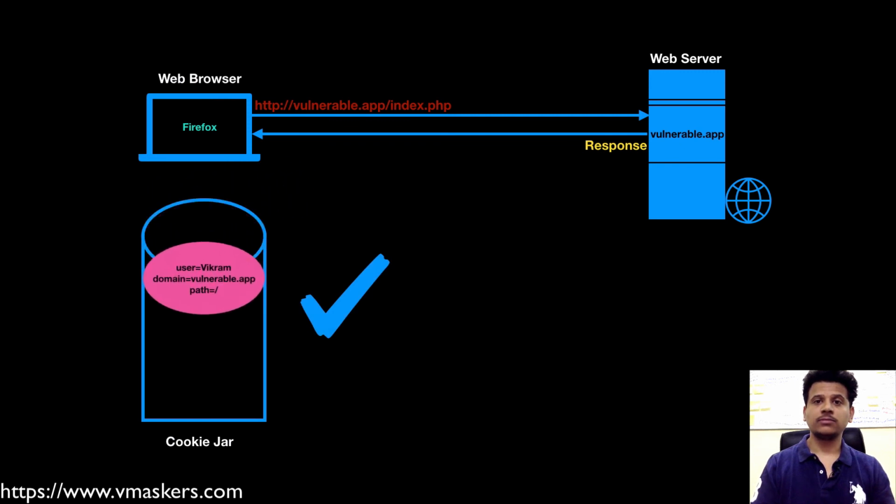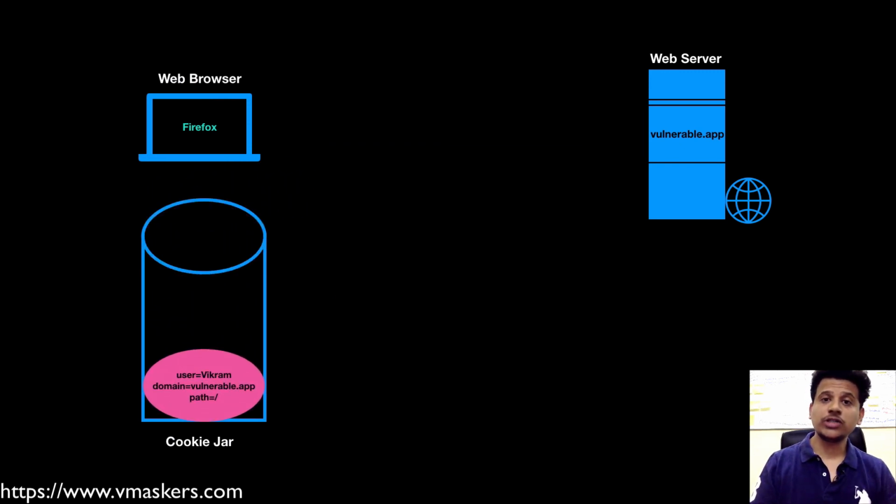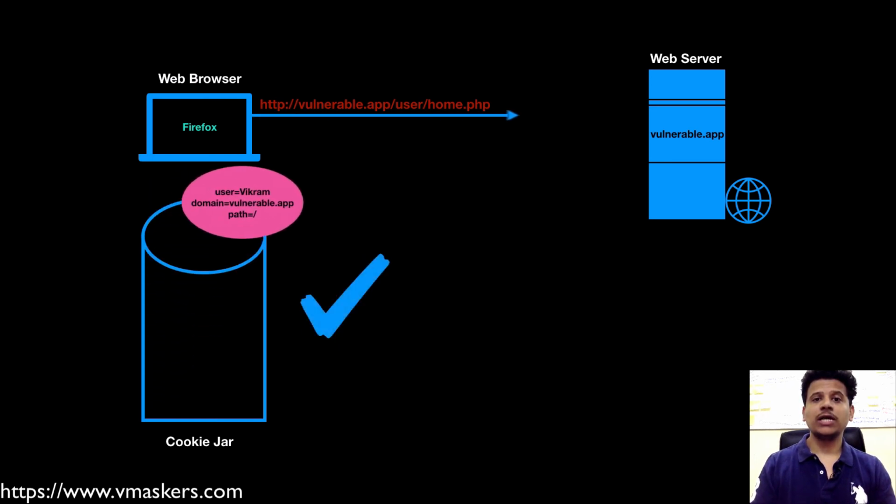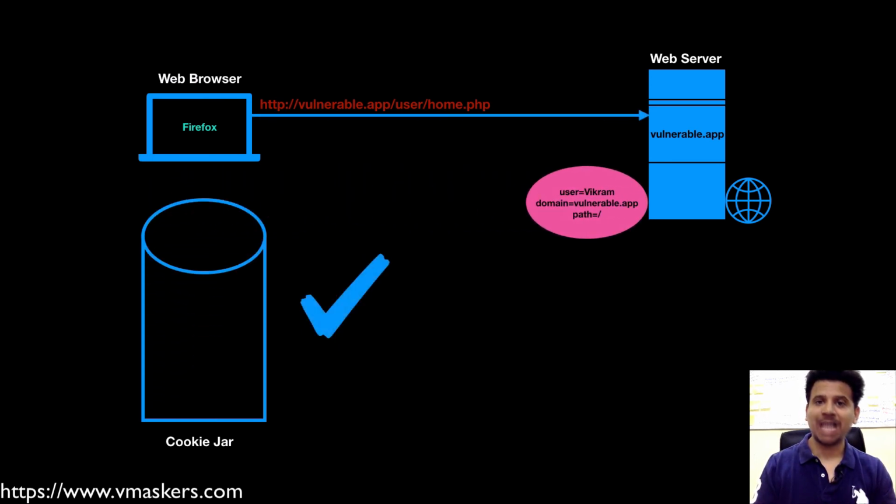Now this is your second request. You want to visit vulnerable.app/user/home.php. So what do you think? Will the cookie be sent with the request or not? Yes, the cookie will be sent by the browser because it has the path set to slash. That means this cookie will be sent for all the directories on that server.